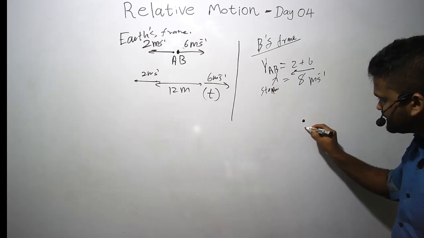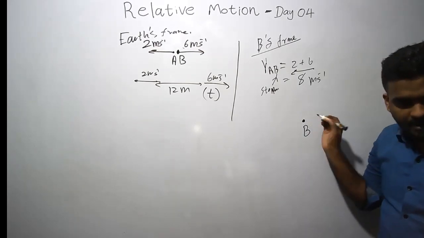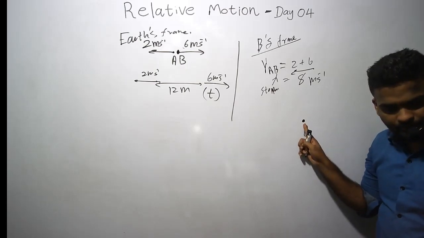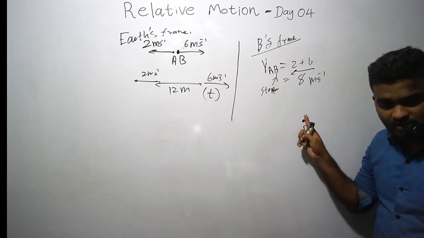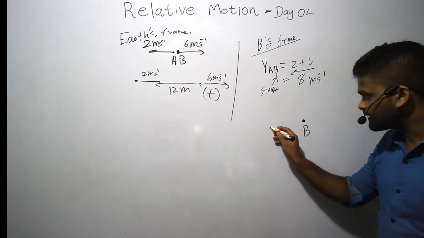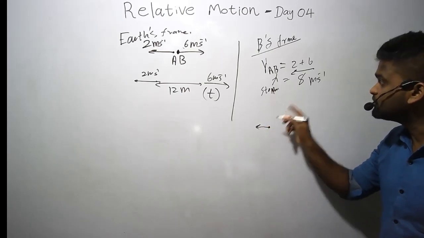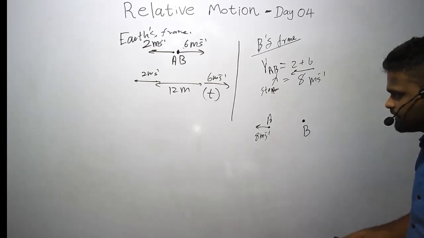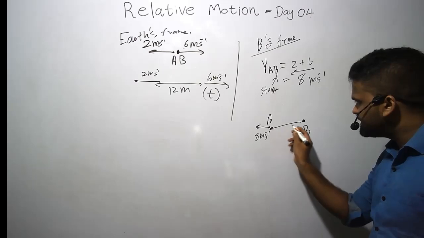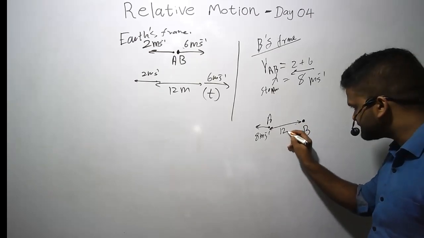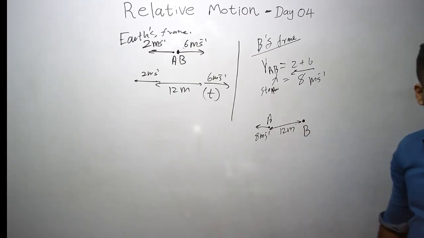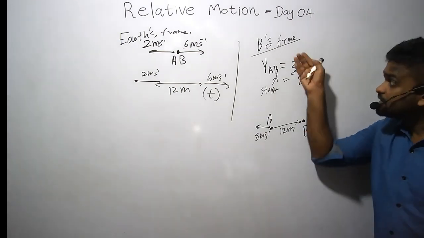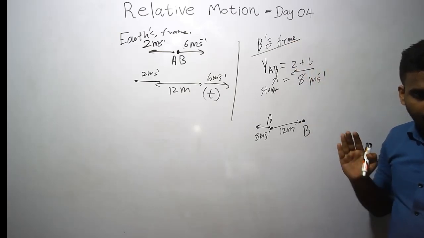I'll draw this one, right? Now the velocity of B is stopped. This is B's frame, right? Velocity of B is 0. So relative to B, what's the velocity of A? Velocity of A is 8. And their gap becomes 12 meters. So you are solving these problems regarding B's frame. Understood that?